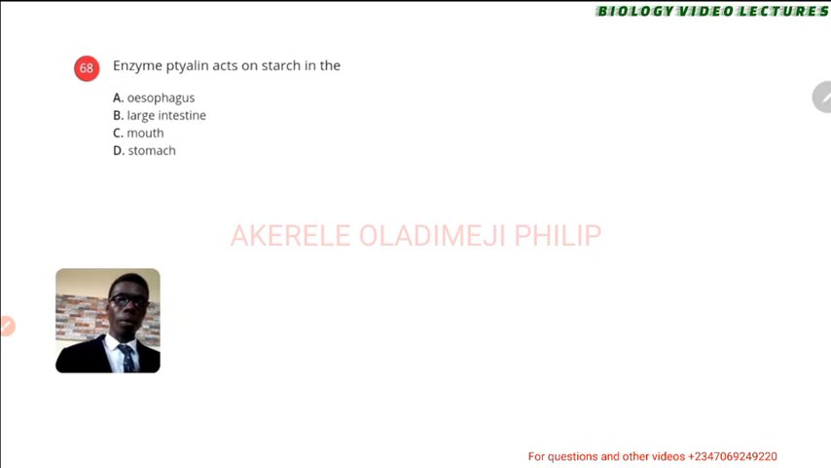Then the last one says the enzyme ptyalin, which is in the mouth, acts on starch in the mouth. Oh, I already mentioned that it's in the mouth. And what does it do? It converts starch to maltose. That's what it does.